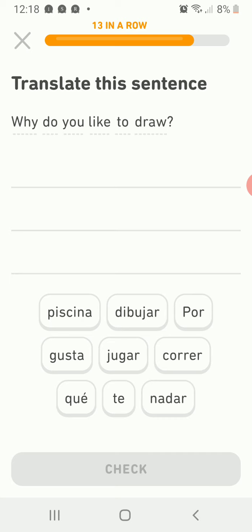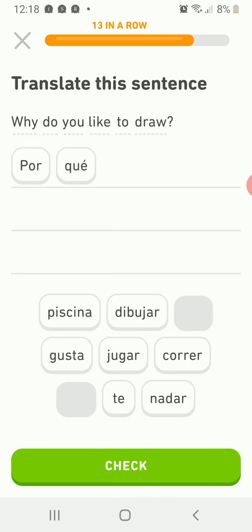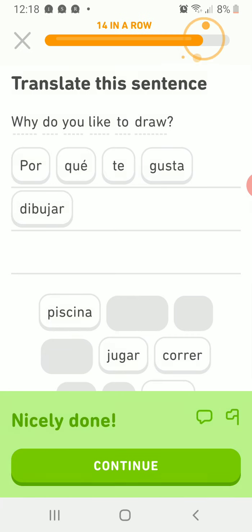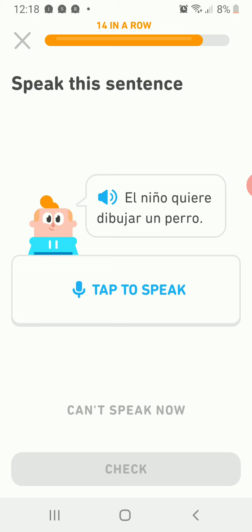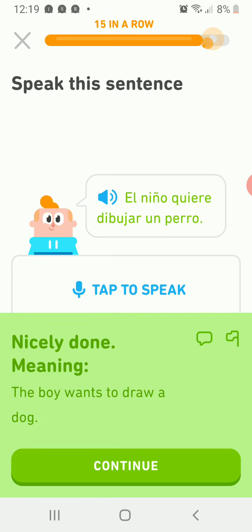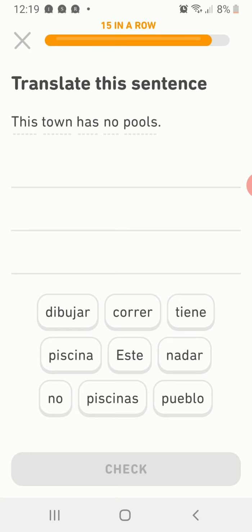And translate this sentence: why do you like to draw? And once again, this is a new verb, dibujar. So, ¿por qué? Porque is a question. ¿Por qué te gusta dibujar? El niño quiere dibujar un perro. So the boy wants to draw a dog.